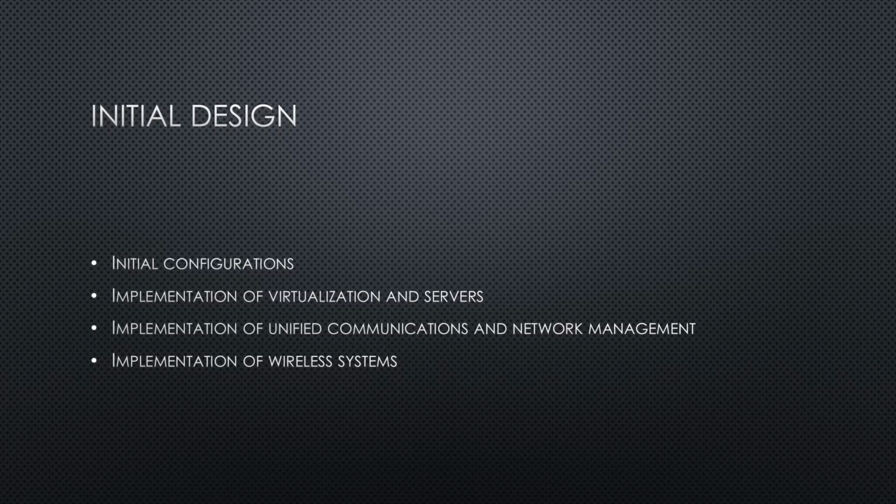And then as far as the routing went, we configured EIGRP for the branch and main networks and configured BGP on the ISP network as well as the edge routers for the branch and main networks. And then after getting the initial configurations done, we were able to move on to the implementation of the virtualization and servers, implementing unified communications and network management, and implementing a wireless system, which we'll go over in this presentation.